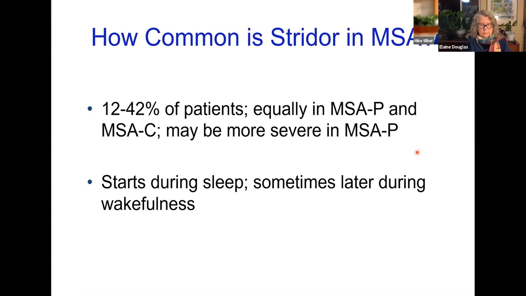How common is stridor in MSA? Not as common as RBD, probably 12 to 42% of patients. It's equally present in people who have the Parkinsonian form of MSA or the cerebellar form. There's some evidence that the stridor may be more severe in the Parkinson's form. Initially, it occurs only during sleep, but sometimes later in the disorder, it can occur in wakefulness as well.